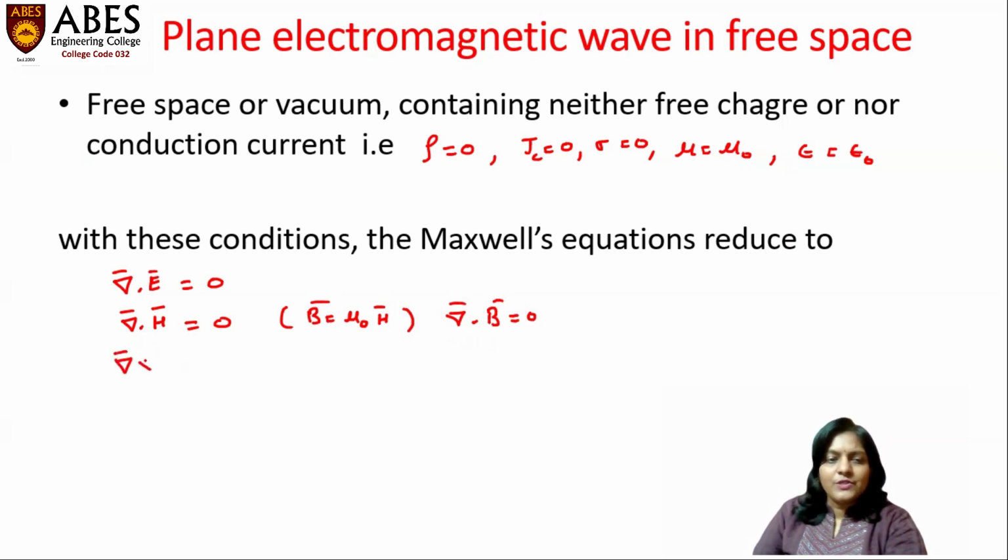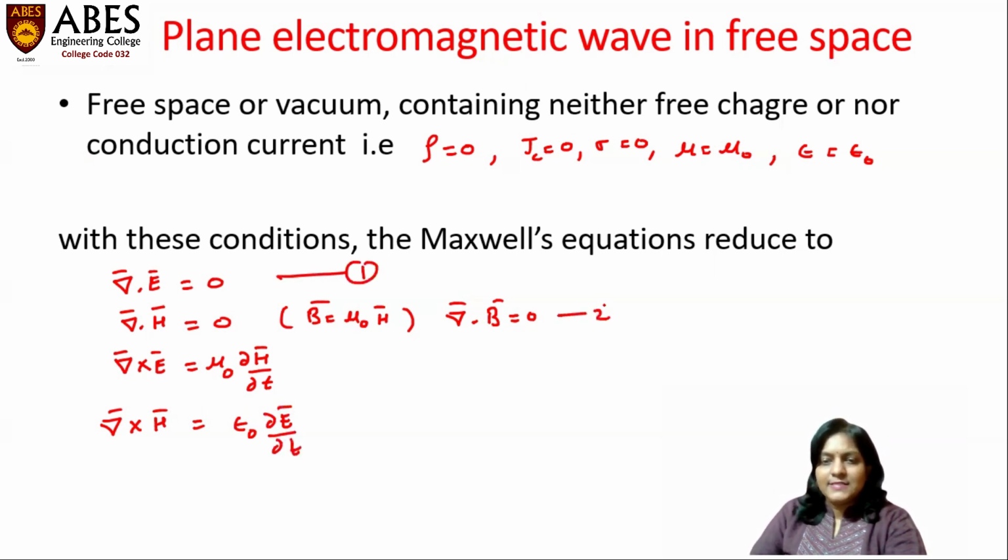The third Maxwell equation, which is Faraday's law, becomes del cross E is equal to minus mu naught del H by del T. And the fourth equation, which is the modified Ampere's law, becomes del cross H is equal to epsilon naught del E by del T. This one is the first, this is the second, this is 3 and this is 4.